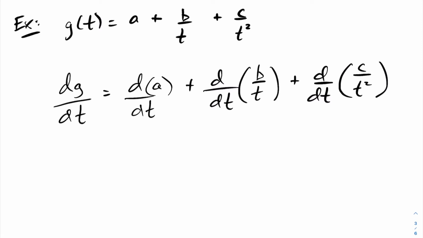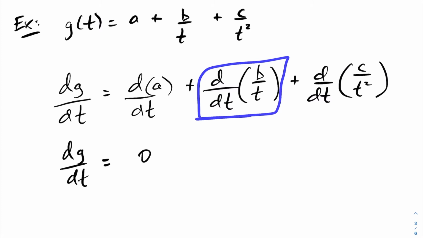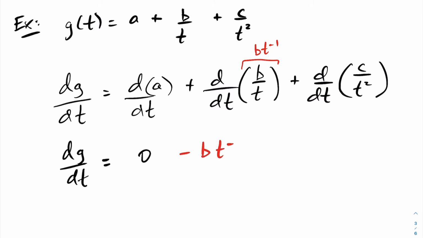So now when we go ahead and take our derivative of our function g with respect to t, well, the derivative with respect to t of a, viewed as a constant, will be 0. The derivative with respect to t of this expression, it will be best to write this in exponential form. So really you should realize b over t is written as b times t to the negative 1. Therefore, when we take our derivative, we apply the power rule, drop down the negative 1, and this becomes negative bt to the minus 2.